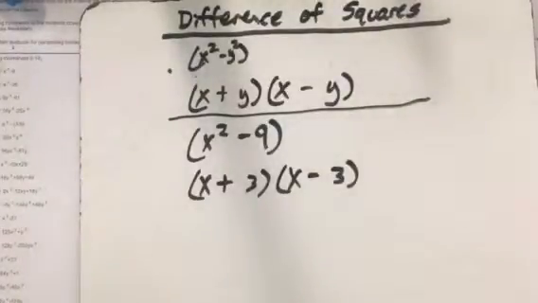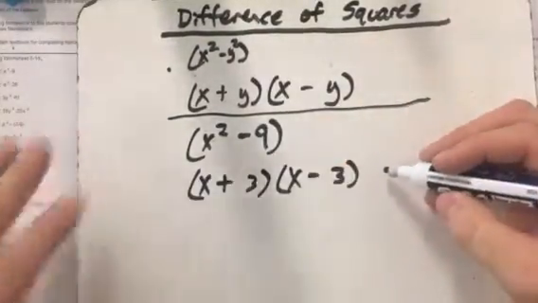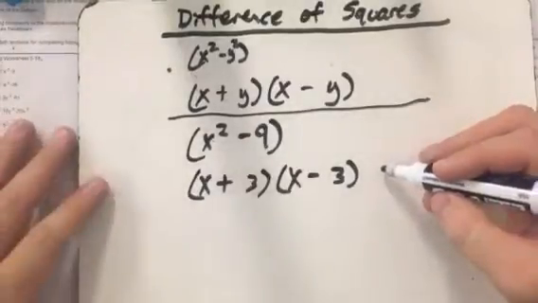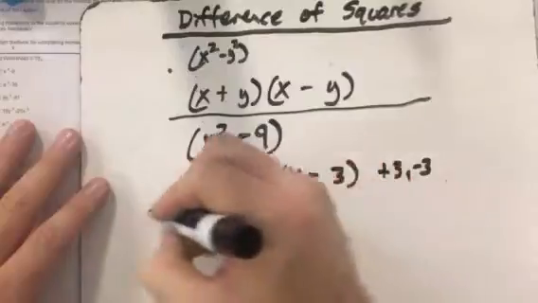Now, what are the places? We know where it crosses the y-intercept. Where does it cross the x-intercept? At positive 3 and negative 3. So my solutions, my roots, my x-intercepts are going to be at positive 3 and negative 3.